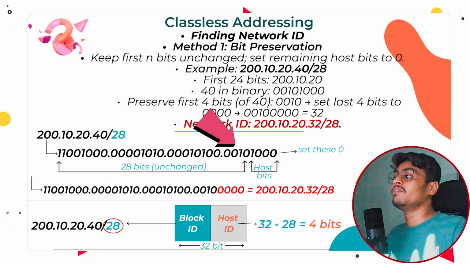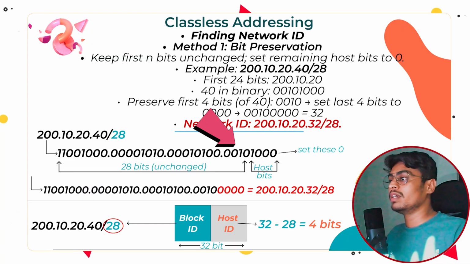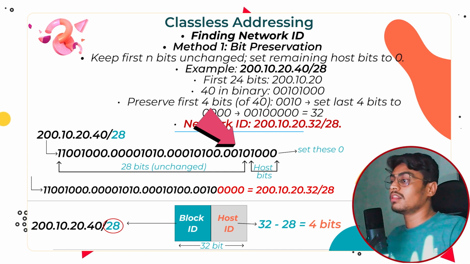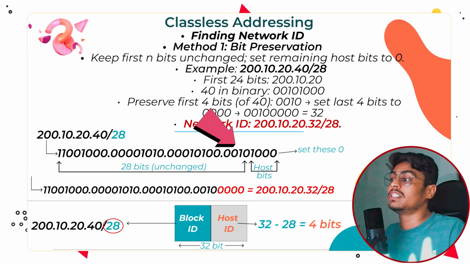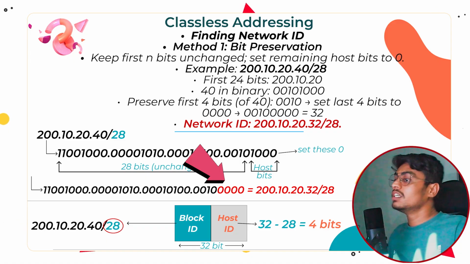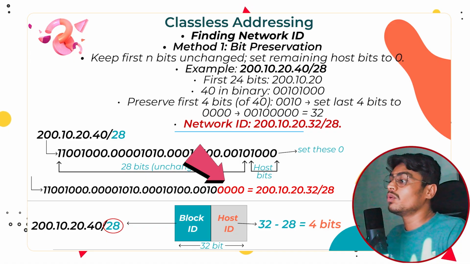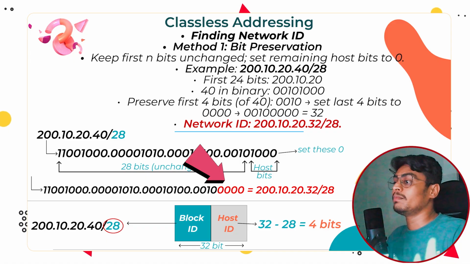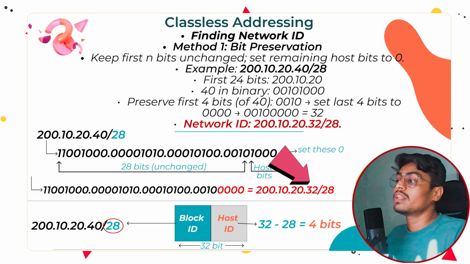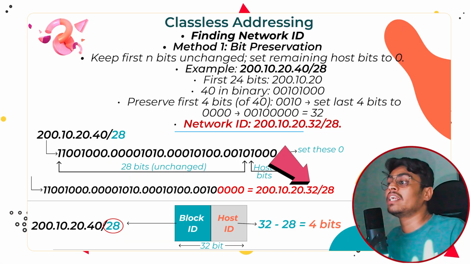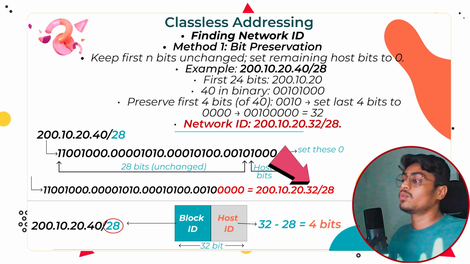Okay, representing 40 in binary: 00101000. Now take the first 24 bits, 200.10.20, plus the first 4 bits of 40, 0010. Make the remaining host bits, the last 4 bits, all zeros: 0000. So 0010 and 4 zeros in binary is equal to 32 in decimal. Therefore the network ID is 200.10.20.32/28.